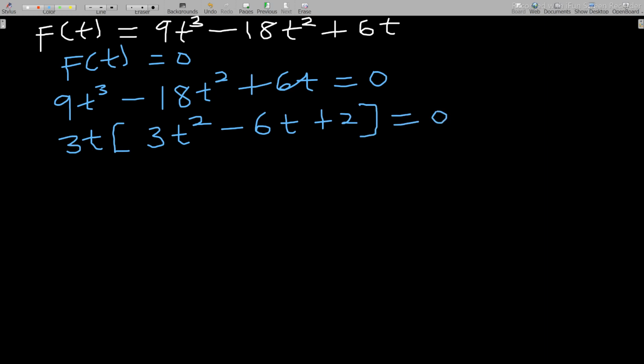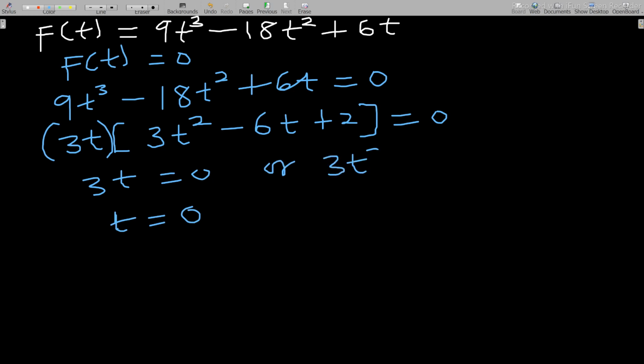So now if you know how to simplify equations very well, you can see that since they are just multiplying, this 3t here and this bracket, you can see 3t equals 0, and that t will be equal to 0. Okay, or you could take the other bracket, 3t squared minus 6t plus 2 equals 0.